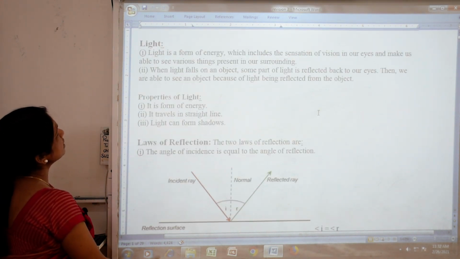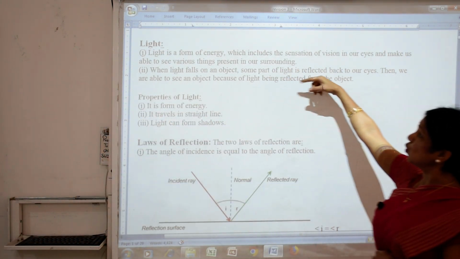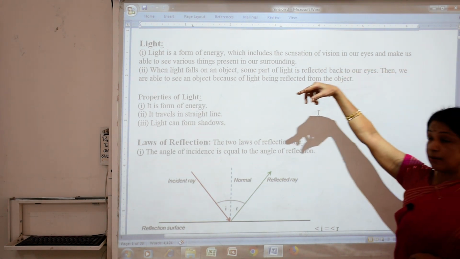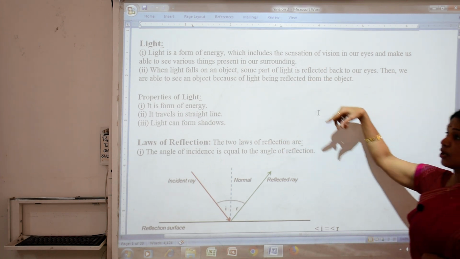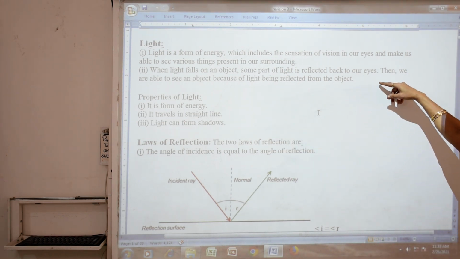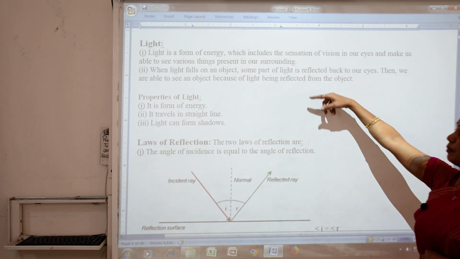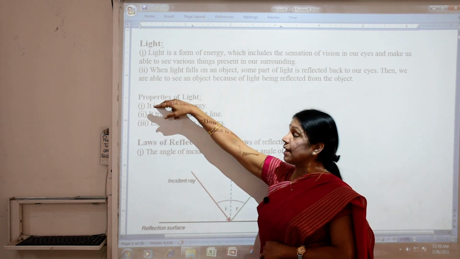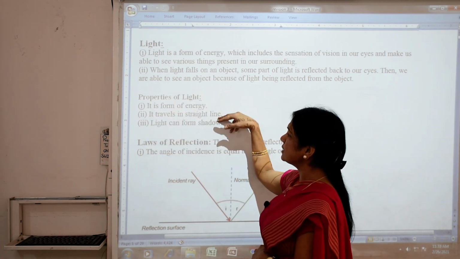Now here we are going to see that light is a form of energy which produces the sensation of vision in our eyes and makes us able to see various things present in our surroundings. When light falls on an object, some part of light is reflected back to our eyes, and then we are able to see the object because of light being reflected from the object. What are the properties of light? Light has different types of properties. It is a form of energy, it travels in a straight line.